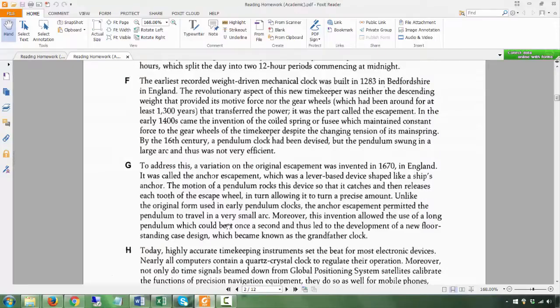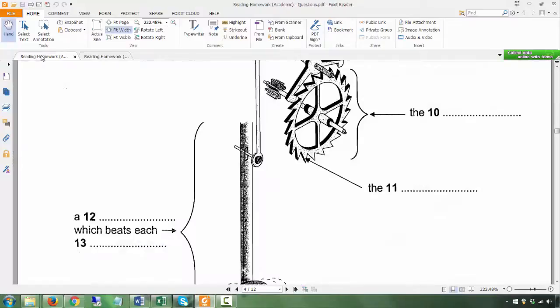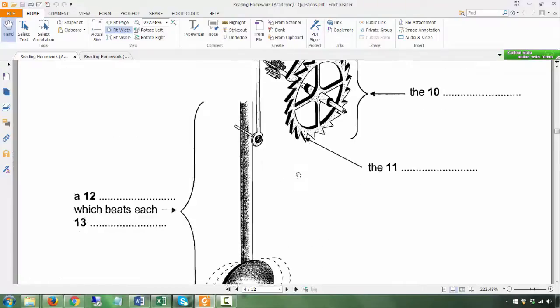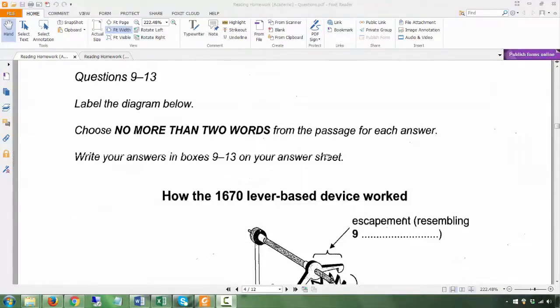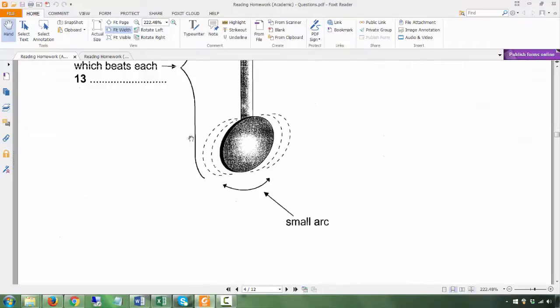So you don't put each once a second. You don't put each a second. You put each second. Right? So a long pendulum or just a pendulum which beats each second. Okay? So that is the first passage. Let's go to passage 2.